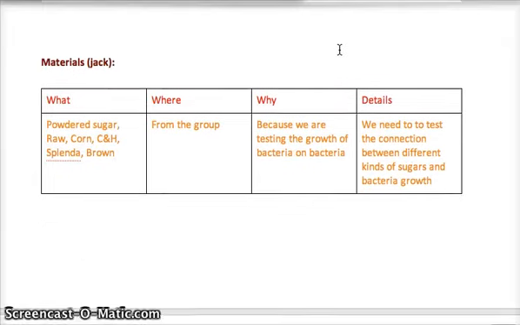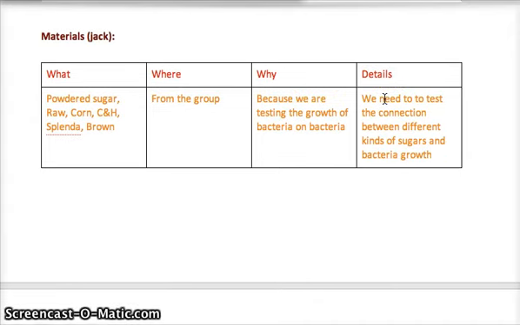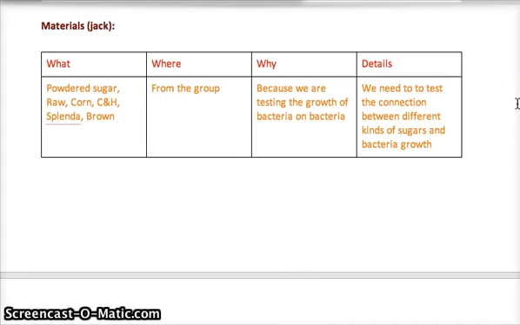This is our material section. This is where we list what we need, where to get it from, and why we need it, and a little bit about it, and what role it plays in the experiment. So here we're obviously our sugars, which are powdered sugar, raw sugar, corn sugar, C&H, a brand sugar, Splenda, and brown sugar.